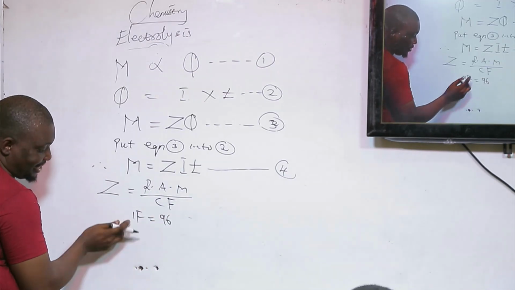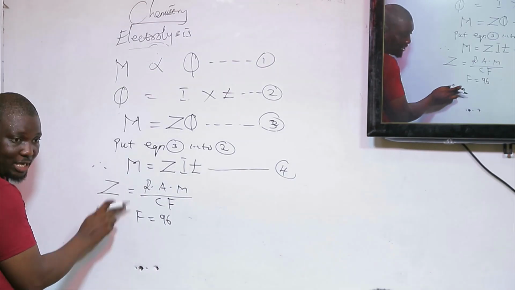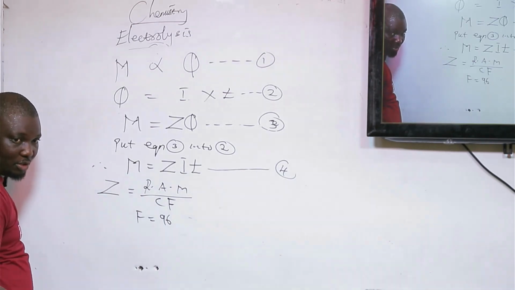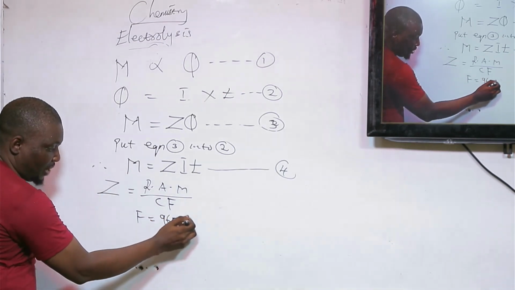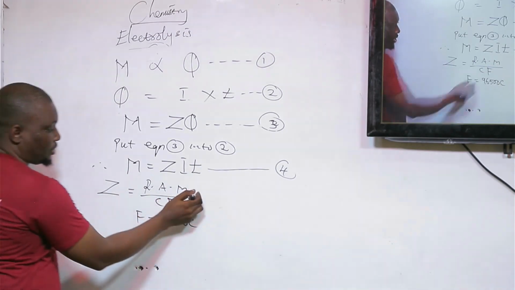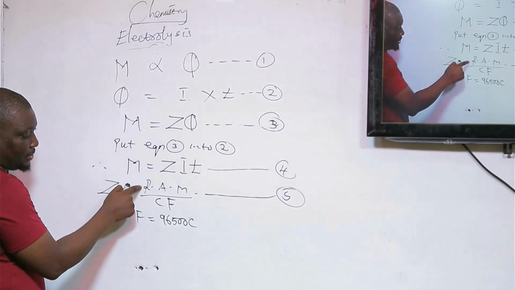Let's say the Faraday is just one; one Faraday is 96,500 coulombs. Let's call this equation 5.